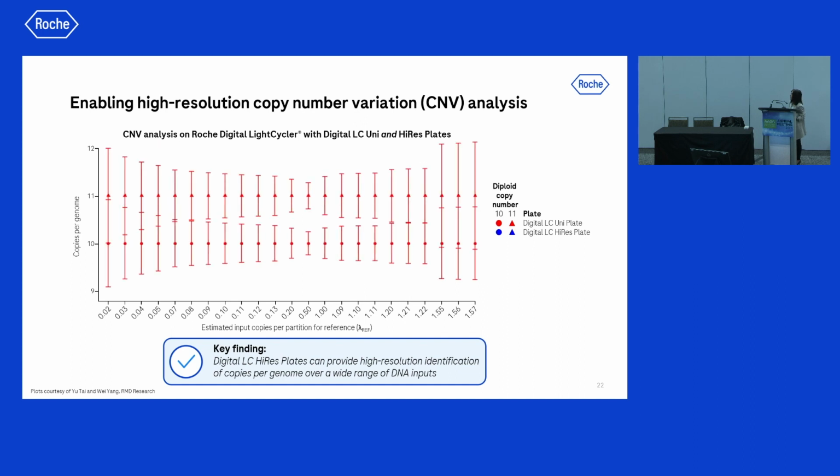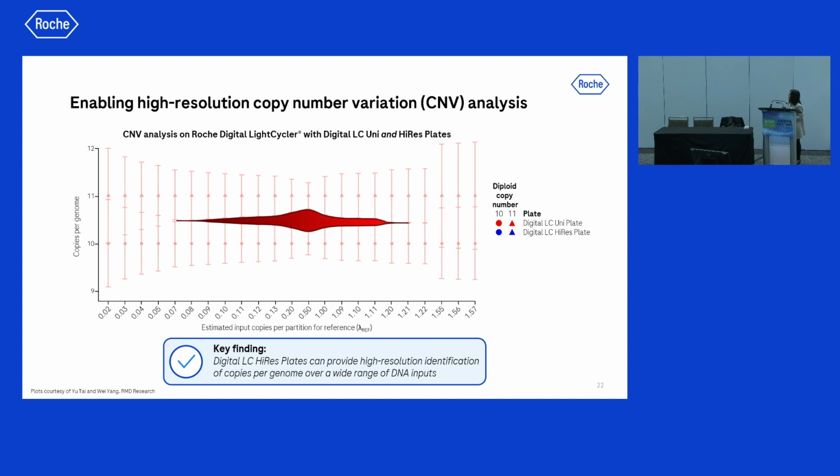So to first locate the uniplate, again, here we have 10 copies with the closed circle, the 11 copies here with the triangles, and what's emanating from both the circles and the triangles are the 95% confidence intervals. Ideally, in order to be very confident in discriminating between 10 and 11 copies, you want to have non-overlapping confidence intervals. And in this case, we can see that the range of inputs in which you actually have non-overlapping confidence intervals is very small. Okay, so it's not a huge dynamic range, unfortunately.